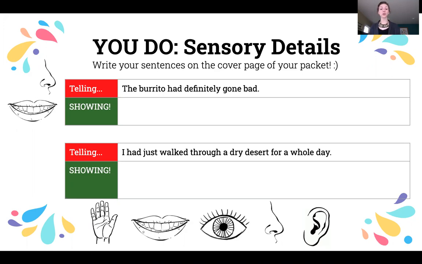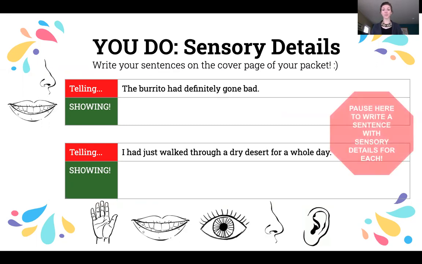Then this one you can do all on your own. I had just walked through a dry desert for a whole day. Show me, what would that feel like? What would you feel, taste, see, smell, hear? Pause here to write a sentence with sensory details for each one.